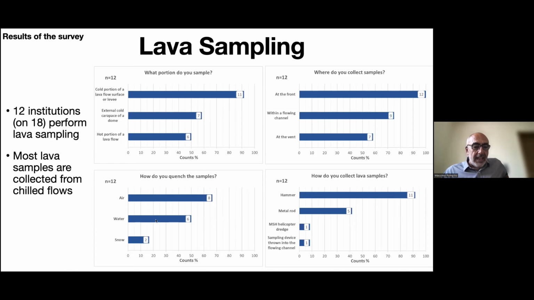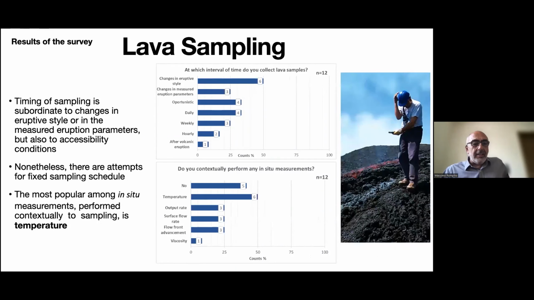How do you quench the sample: in air, water, or snow? How do you collect the sample? Most people use a metal rod. Only one uses a helicopter dredge and a sampling device in the channel. Sometimes during lava sampling, people also measure other parameters. For example, temperature is the most popular. Sometimes the output rate, flow rate or flow front advancement. In some cases also viscosity, but it's very rare.